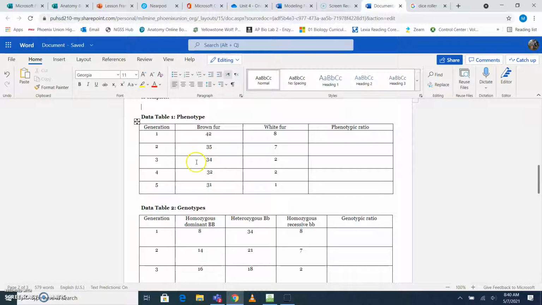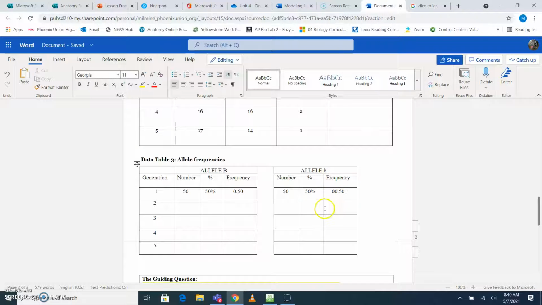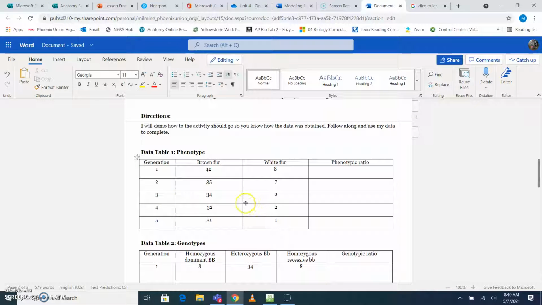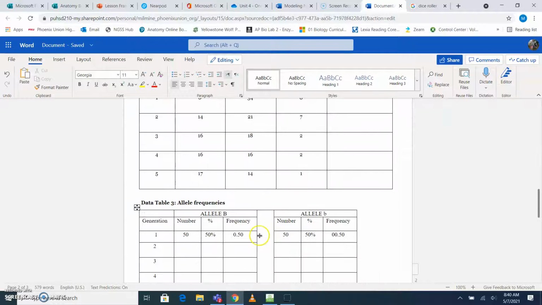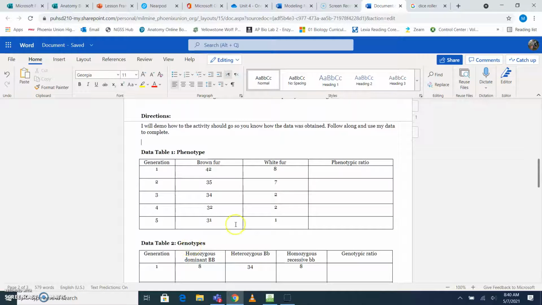I would take the keeper pile, start round 3, and so on and so forth. So that's how I got this data. Now you need to use this data to calculate the phenotypic ratios, the genotypic ratios, and the allele frequencies. So let's do generation 1 for the genotype and phenotypic ratios, so you can see that. And then since allele frequencies for generation 1 are done, we'll do generation 2 so you can see that.